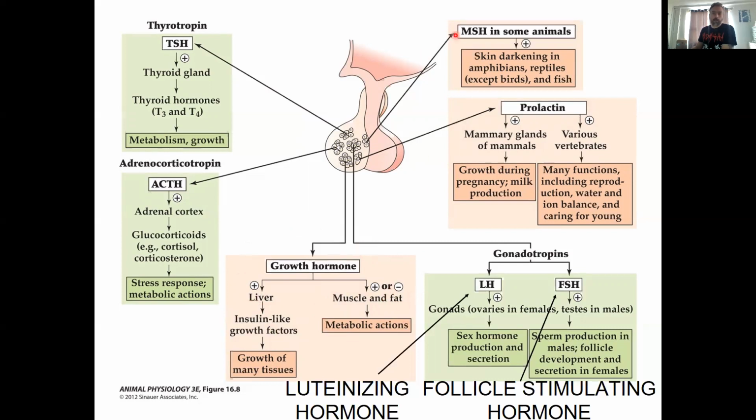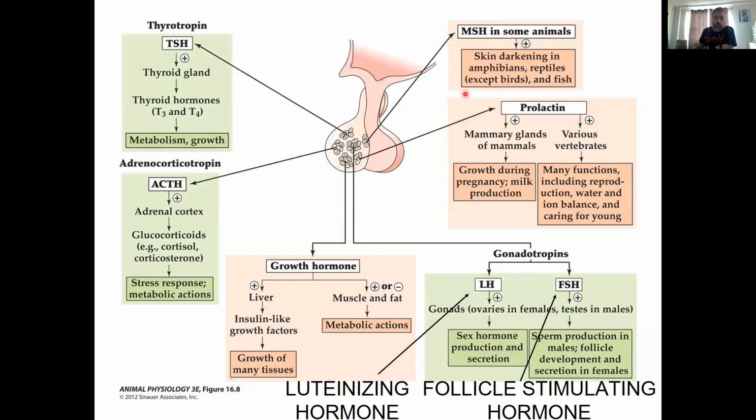We have melanocyte stimulating hormone. I'm sorry, I don't have a little call out for that, but melanocyte stimulating hormone causes us to produce more melanin in our melanocytes. So this results in skin darkening. Not in you and me like a tan, but we see it in amphibians, reptiles, not birds, but other reptiles, and fish.